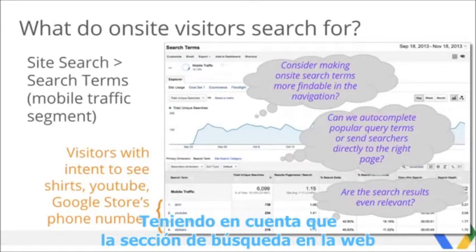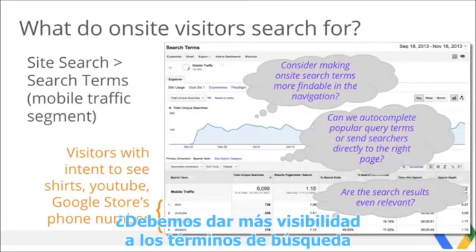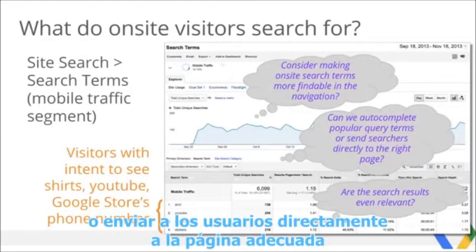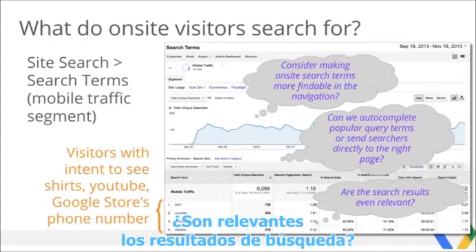Given that site search shows thousands of attempts in the last few months, questions we start asking are, should we consider making on-site search terms more findable in the navigation? Can we autocomplete popular query terms or send searchers directly to the right page rather than a list of results? Are the search results even relevant?